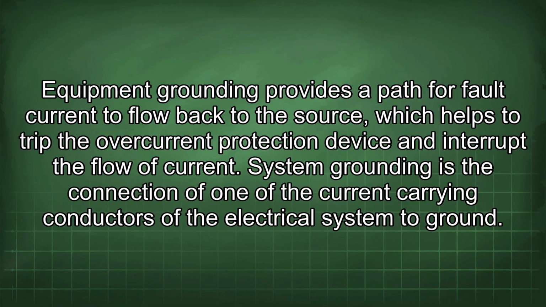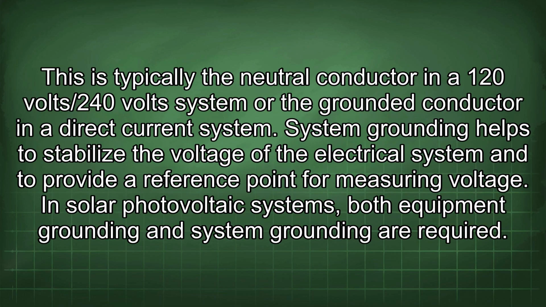System grounding is the connection of one of the current carrying conductors of the electrical system to ground. This is typically the neutral conductor in a 120V/240V system or the grounded conductor in a direct current system. System grounding helps to stabilize the voltage of the electrical system and to provide a reference point for measuring voltage. In solar photovoltaic systems, both equipment grounding and system grounding are required.